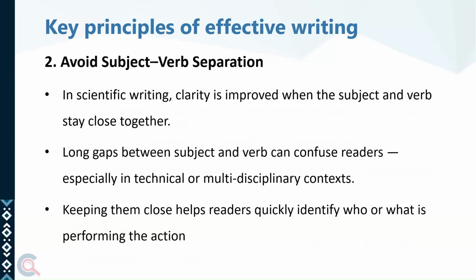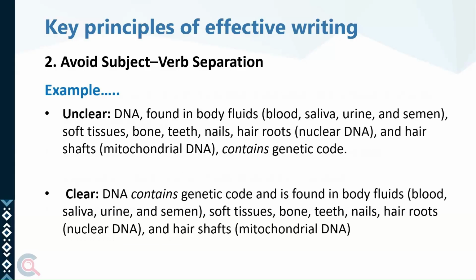Moving to the next key principle: avoid subject-verb separation. In scientific writing, to improve clarity, the subject and the verb must be as close together as possible. Long gaps between the subject and the verb can confuse readers, especially when you report in technical and multidisciplinary contexts. Keeping them close helps readers to identify who or what is performing the action. So this is a key principle in effective writing. We're going to look at an example.